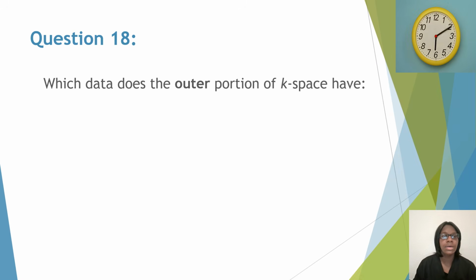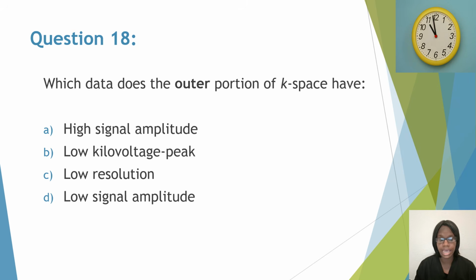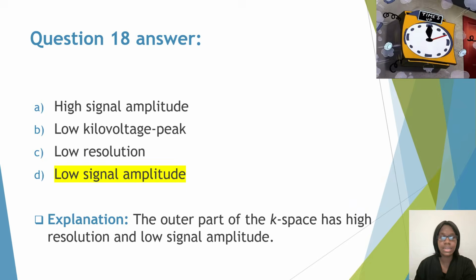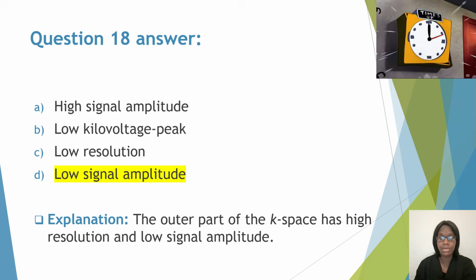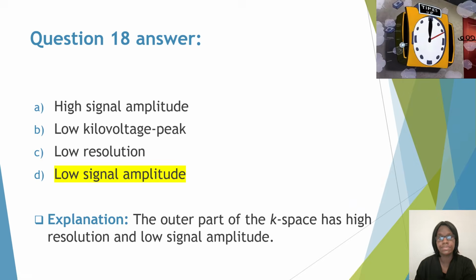Question 18. Which data does the outer portion of K-space have? A, high signal amplitude. B, low kilovoltage peak. C, low resolution. D, low signal amplitude. All right, the correct answer is D, low signal amplitude. The outer part of the K-space has high resolution and low signal amplitude.